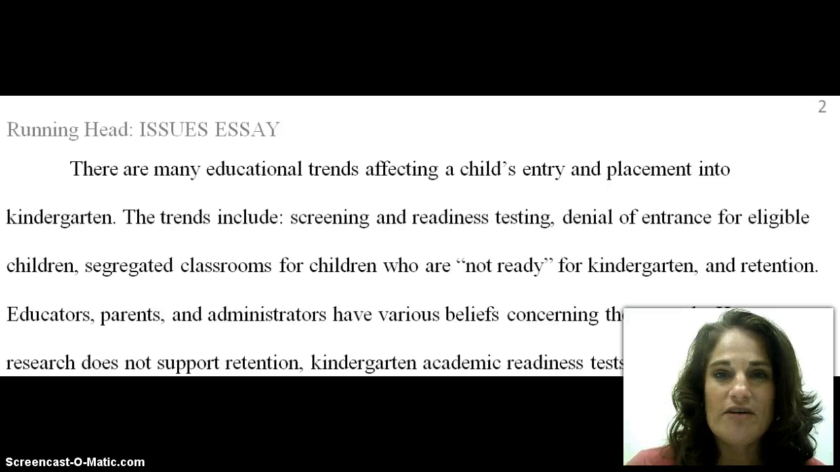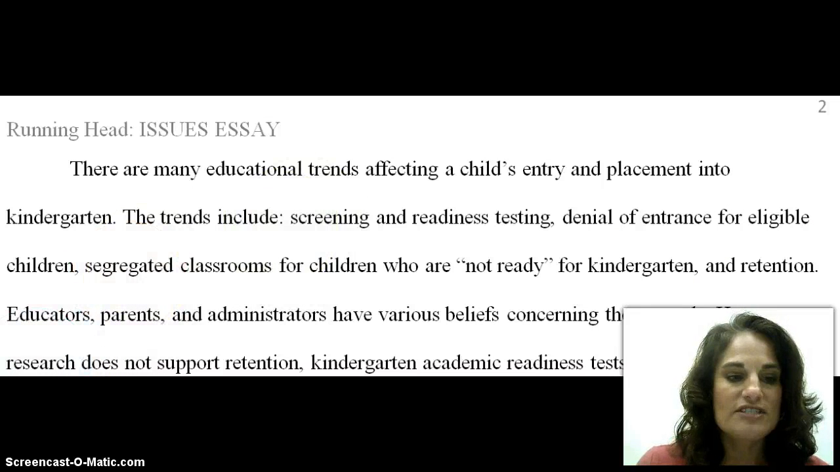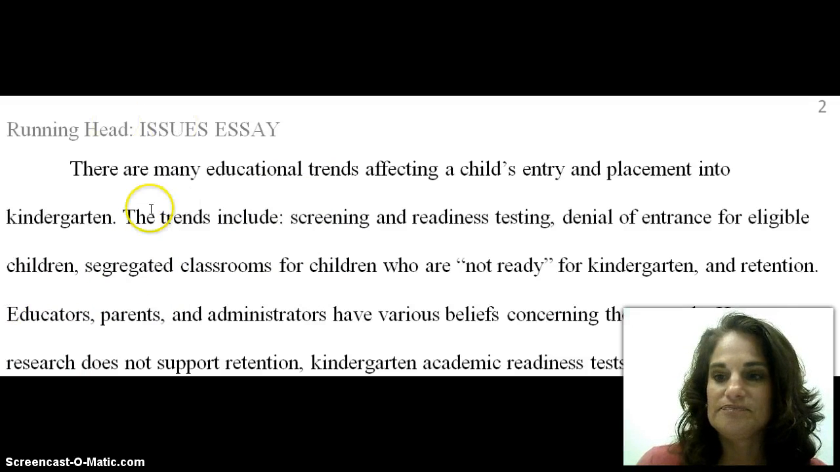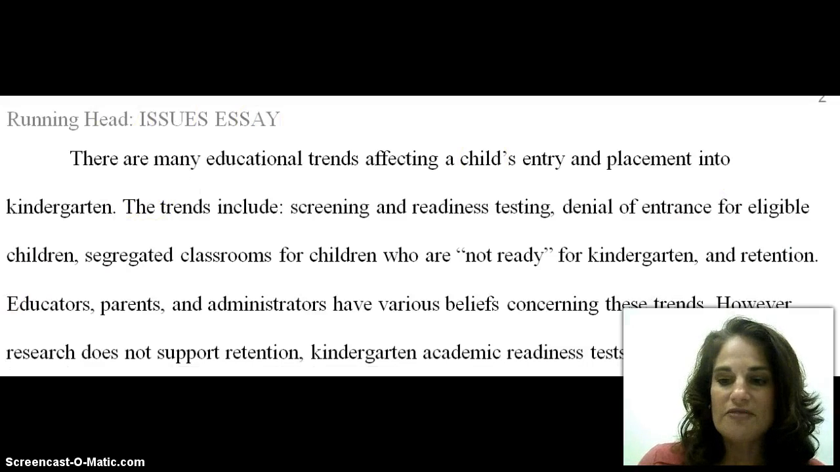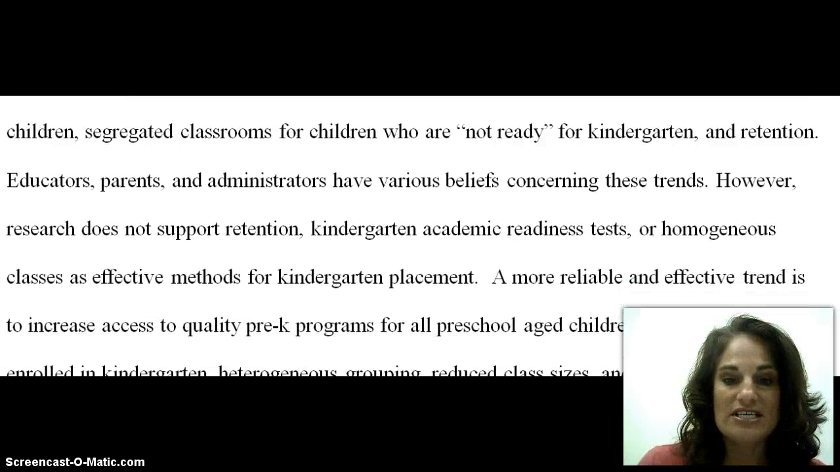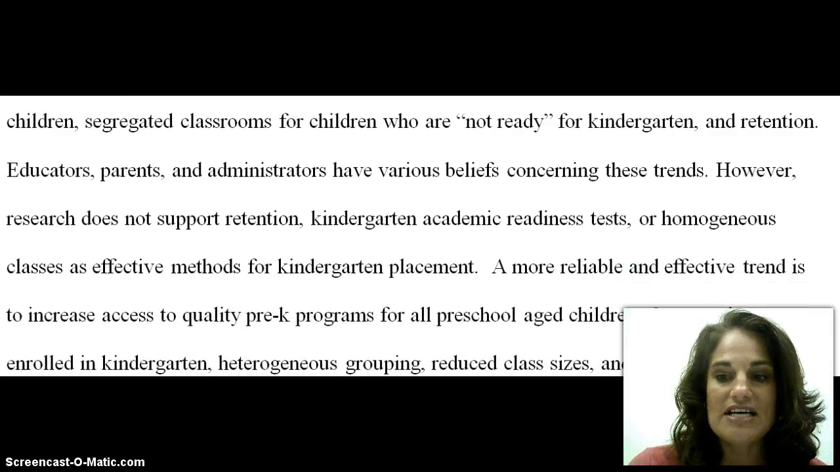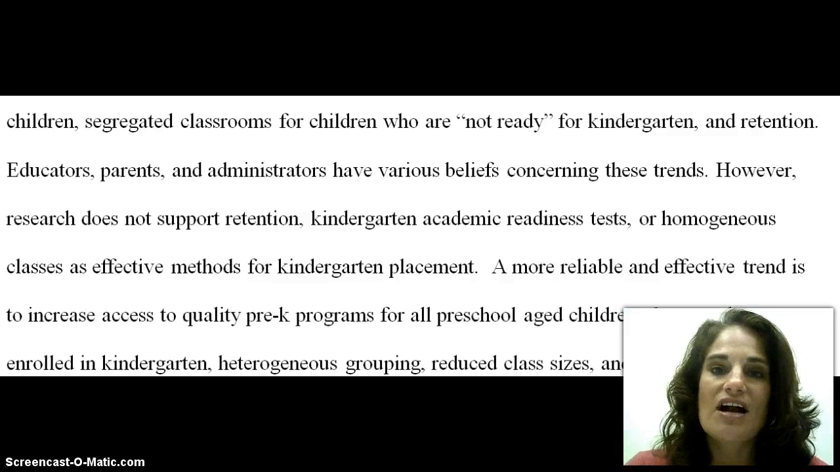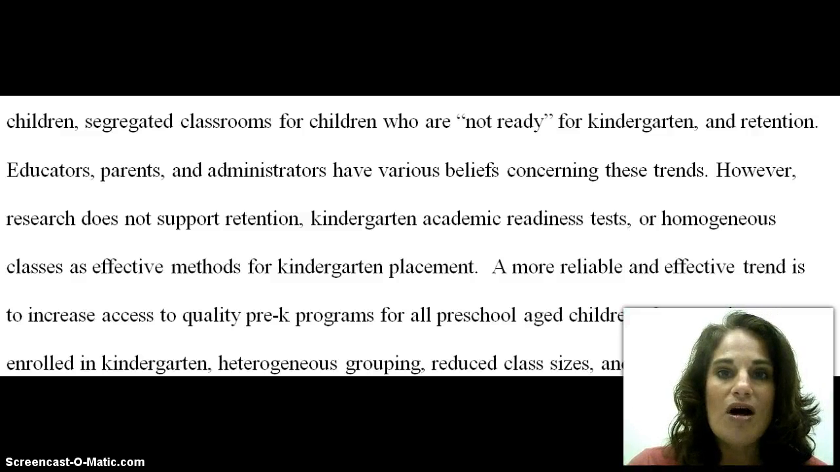You want to include some background information and define your topic. For example, it says, educators, parents, and administrators have various beliefs concerning these trends. Let me scroll down. However, research does not support retention, kindergarten academic readiness tests, or homogeneous classes as effective models for kindergarten placement. And right there, I stated my problem, because that is what we're doing in this research paper. We're stating problems in education and the trends associated with that problem and how those problems can be addressed. So you want to make sure you put that in your introductory sentence right off the bat.